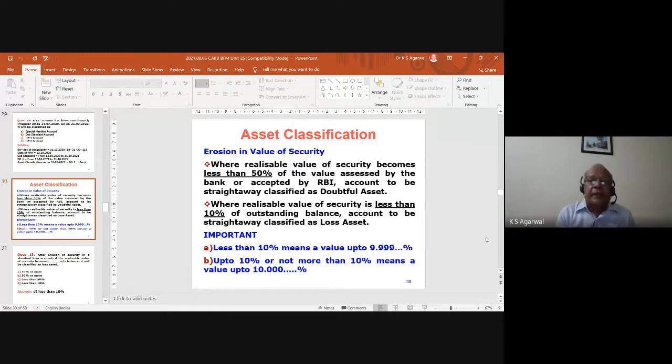Another thing which I highlighted earlier also: less than 10% means the value of 10 is not there. Value up to 9.999 and so on, but 10 is not there. Up to 10 means 10 is there. Up to 10 or not more than 10 is the same thing. So the value of 10 is included. In multiple choice questions, they will give some phrase like less than 10, up to 10, more than 10. So you should not get bogged down in it.